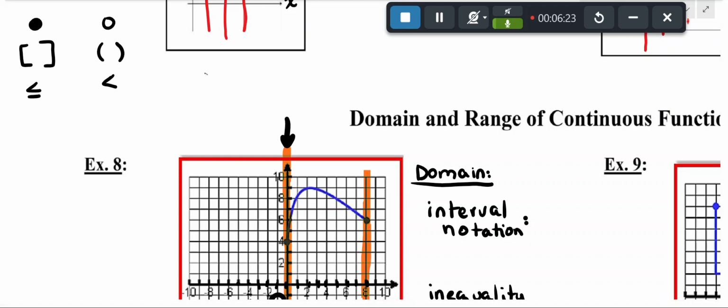And then you'll see those combinations when we do the practice on IXL. But let's say you start with an open circle and it finishes with a closed circle. So then you would do parentheses here and you would do brackets there. Clear? And so on and so forth. All right, so remember this.